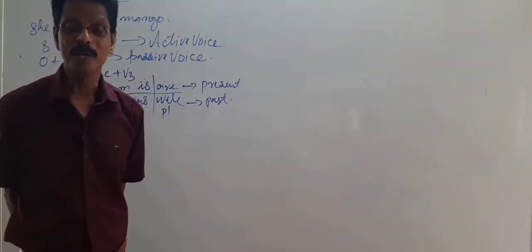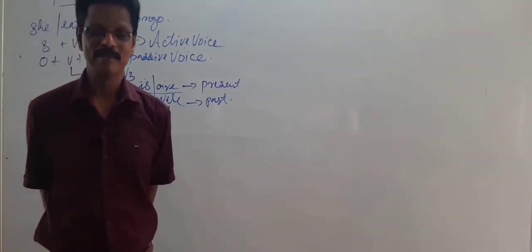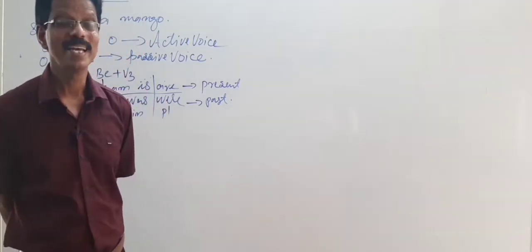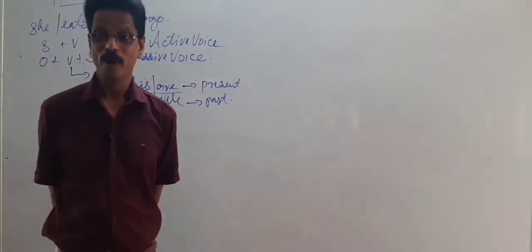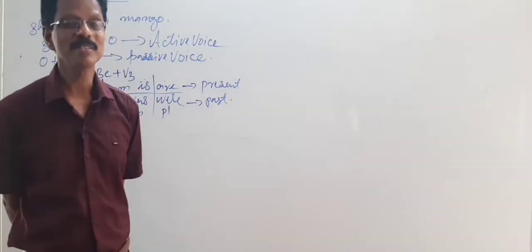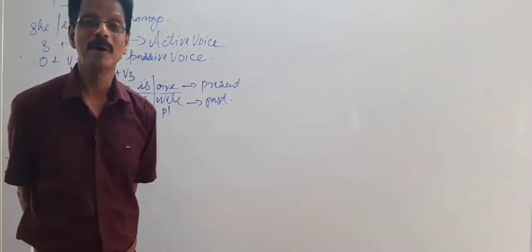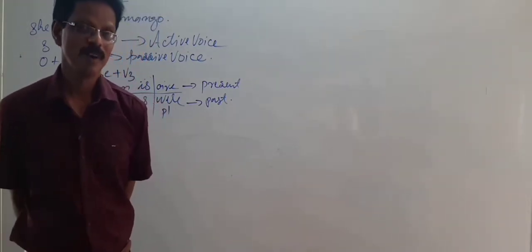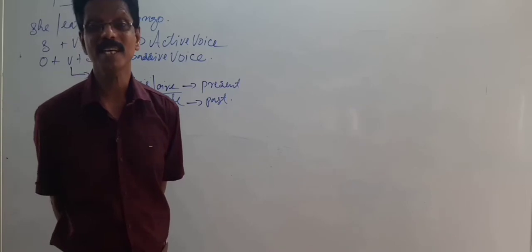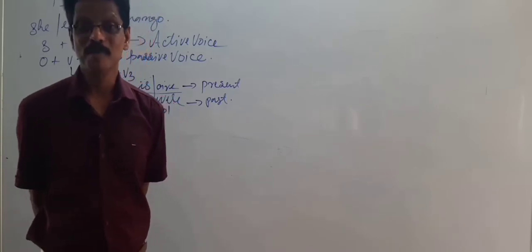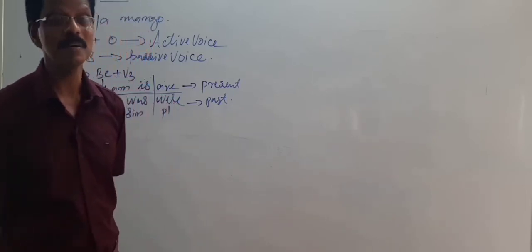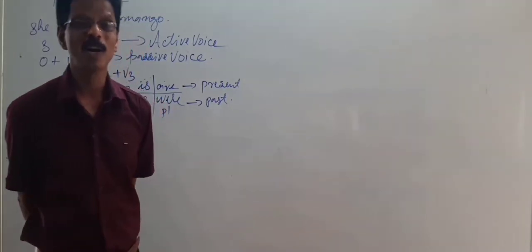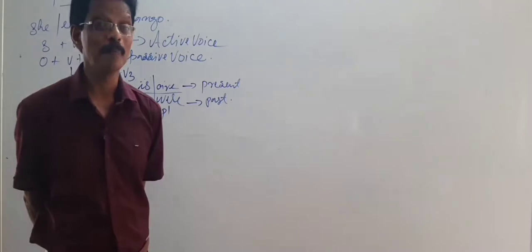In active voice, the subject, the doer, one who does the action, is active. Whereas in passive voice, that subject becomes passive and the object becomes active. Object becomes subject in passive voice. Subject plus verb plus object is the usual, natural word order of a statement.